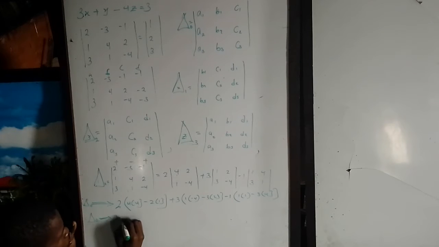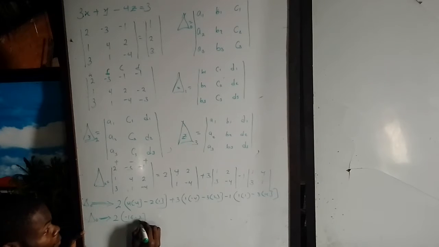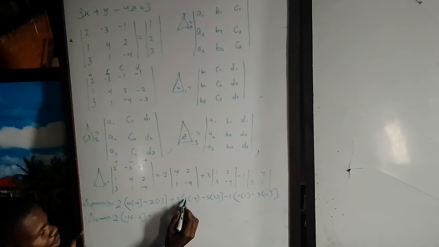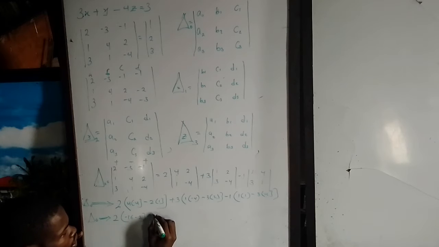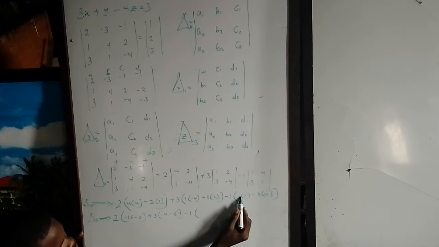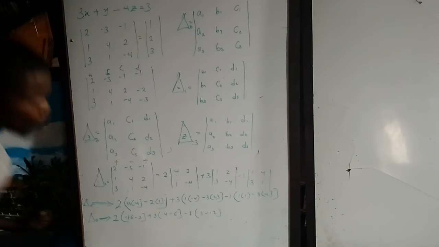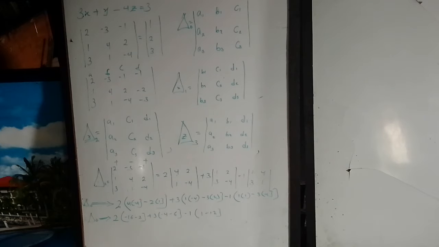So you are going to have 2, 4 times minus 4 will give us minus 16. Then minus 2 times 2 will give us minus 2. Plus minus 1 times minus 4 will give us minus 4. Minus 3 times 3 will give us minus 6. Minus 1. Then 1 times 3 will give us 1. Then this will give us minus 12. Hope we are getting it. Are we getting it? Okay.